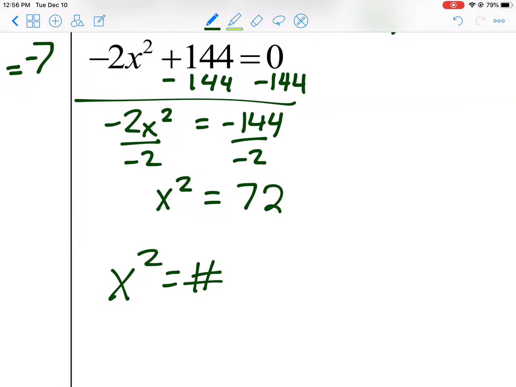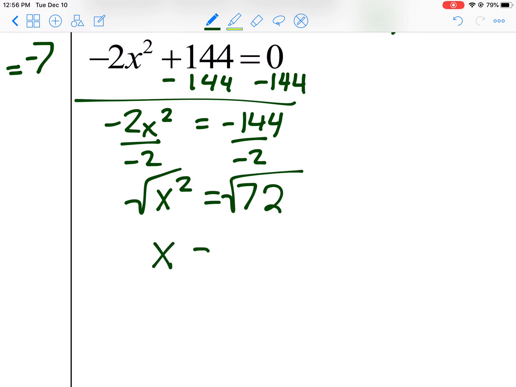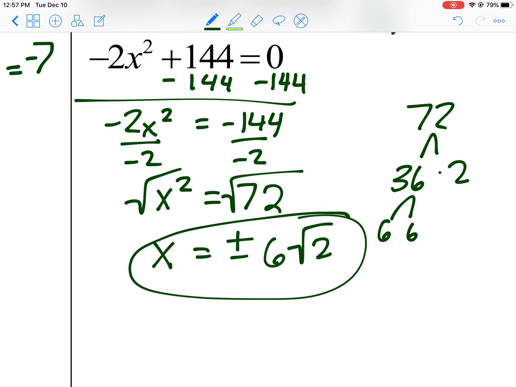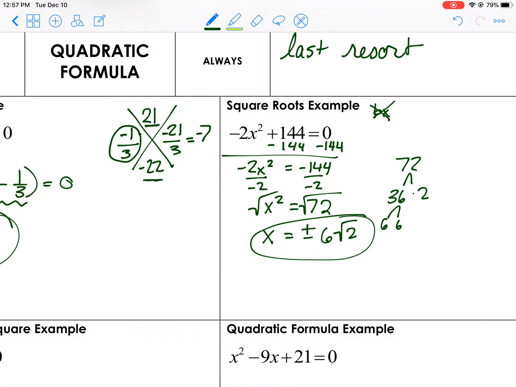Okay, so we get to the place x squared equals 72, and this is where we have x squared equals number. So this is the point where now we can take the square root of both sides. We know what x squared is, we want to find out what x is. So x equals plus or minus, let's see, 72 divides into, is it 36 and 2? And 36 is 6 times 6, so we get x equals plus or minus 6 root 2. Okay, so that was square root method.